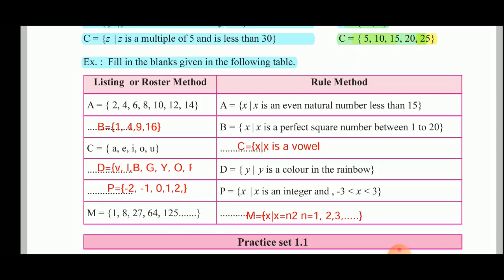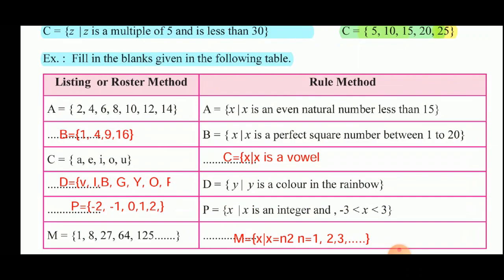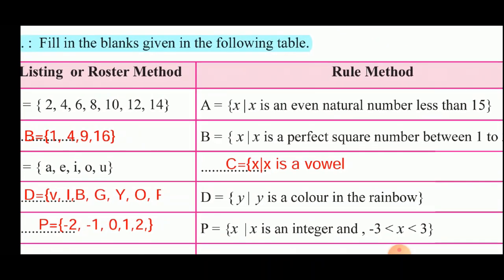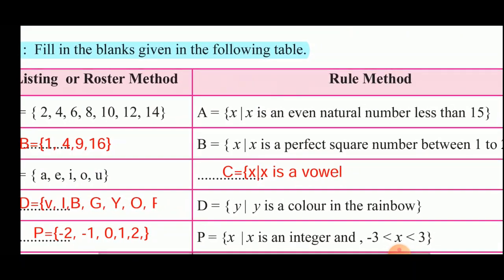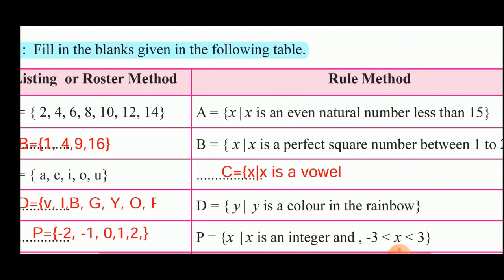So how will you write it down by the rule method? A is the set of all X such that X is an even natural number less than 15. That is the common rule by which all these elements 2, 4, 6, 8 belong to the set A.